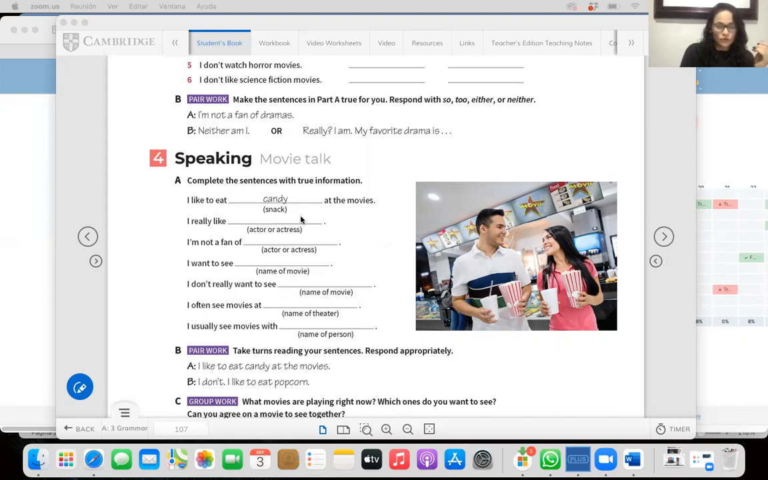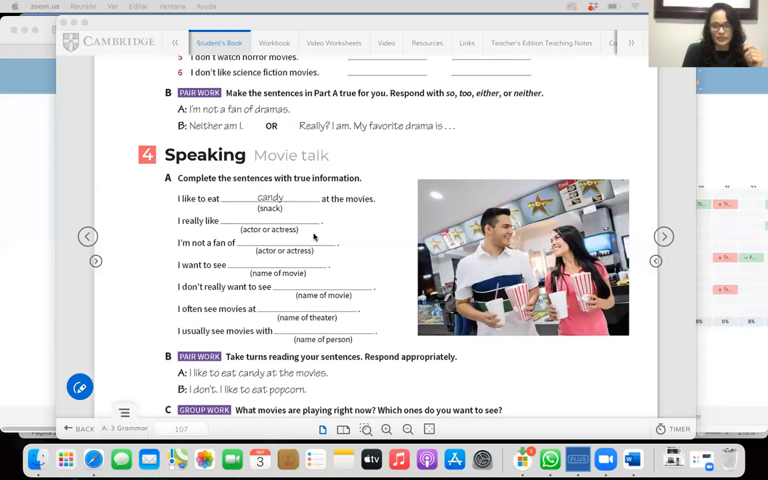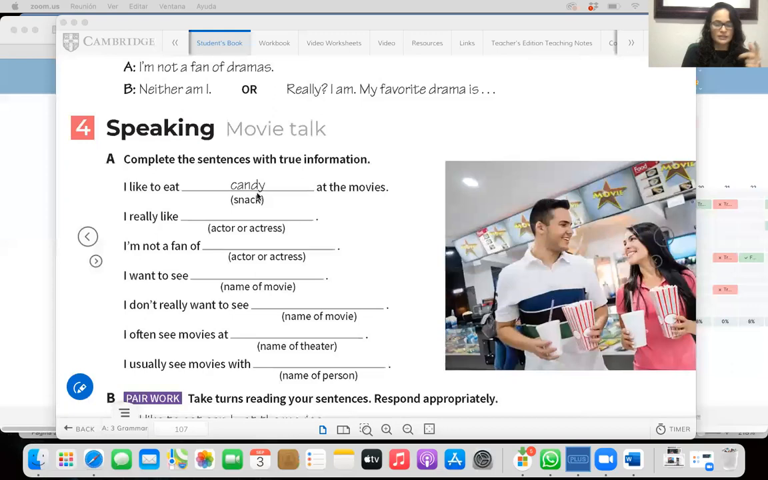And what you're going to do is tell your partner, for example, your favorite snack. Imagine maybe this is my favorite snack. I like to eat candy, or remember, any snack, candy, popcorn, whatever, at the movies. Your partner has to tell you the truth. If you agree, you have to use so, too, either, neither. Remember, depending if it's a regular verb or if it's the verb to be. So in this case, for example, I say, I like to eat candy at the movies. And then my student tells me, so do I, or I do too.